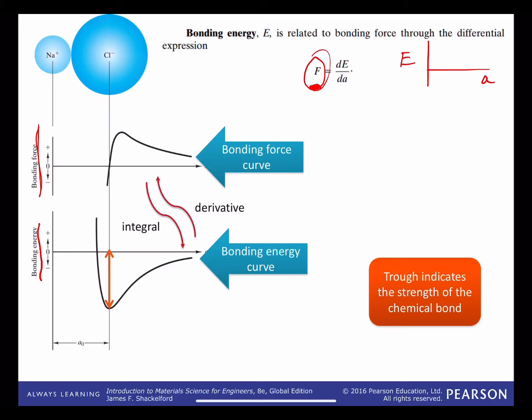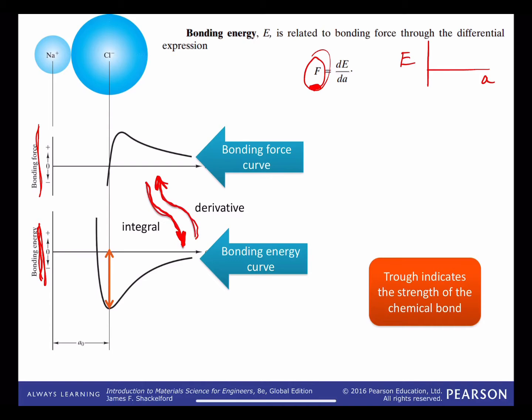If we have the energy data in our second graph and we are able to take the derivative, we can generate the force curve. And because the integral is the opposite of that, if we take the integral of the force curve, we generate the binding energy curve.